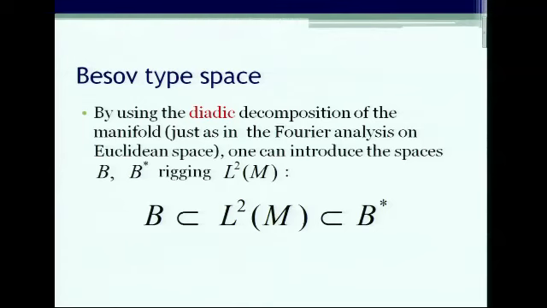Now, to study the Schrödinger equation or Helmholtz equation on this manifold, it's better to introduce a space which leads the standard L2 over M. And this space is defined by the dyadic decomposition of the end. And what is important is the structure of this bigger space B star.